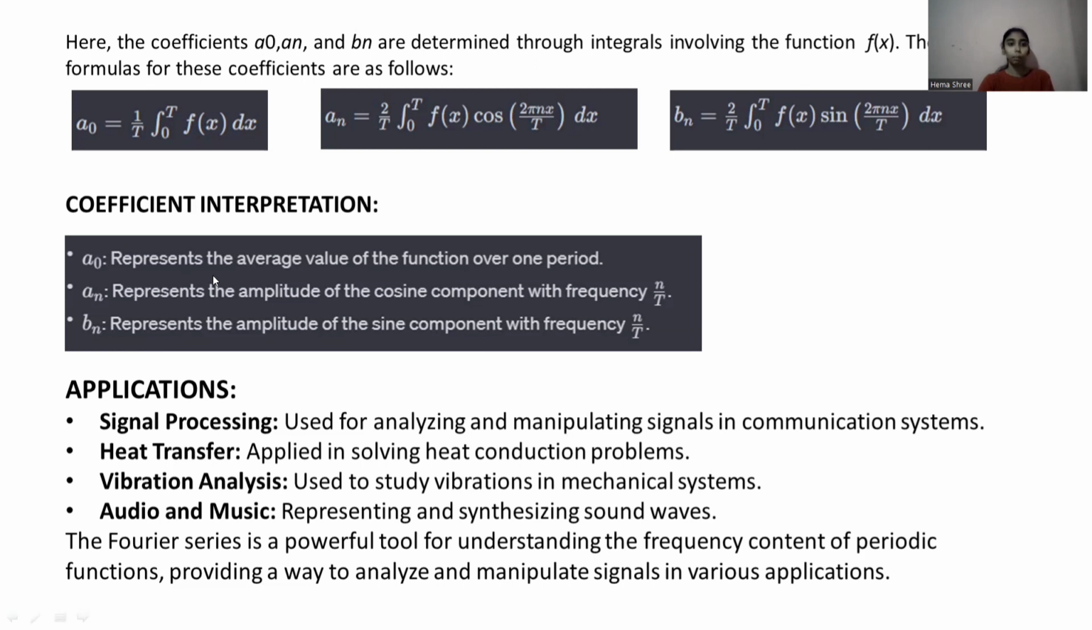Applications. Signal processing: used for analyzing and manipulating signals in communication systems. Heat transfer: applied in solving heat conduction problems. Vibration analysis: used to study vibrations in mechanical systems. Audio and music: representing and synthesizing sound waves. The Fourier series is a powerful tool for understanding the frequency content of periodic functions, providing a way to analyze and manipulate signals in various applications.